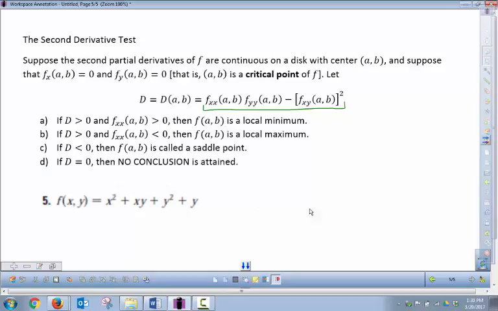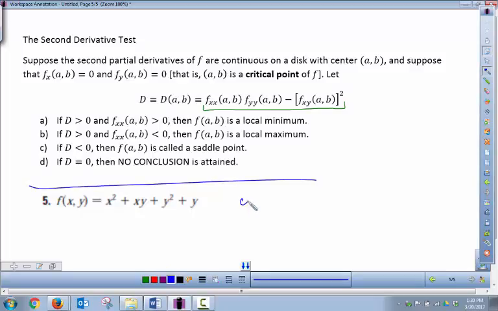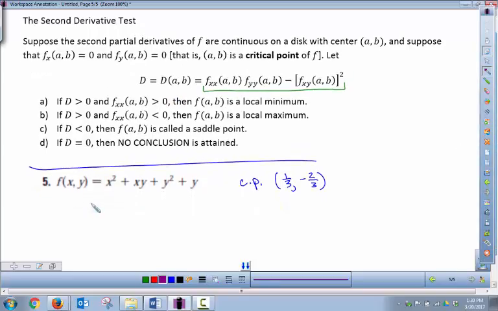All right, so let's continue on with this example, and we know that our critical point is, what is it, 1/3, negative 2/3. So what we want to do is find the second derivative information. So let's find fxx. Just 2? fyy. That one is like a 2 also? fxy.